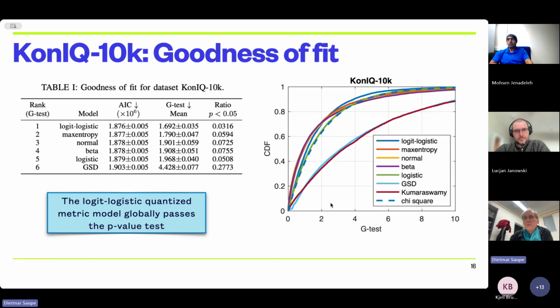Okay, and we can also plot this here. So this is the cumulative distribution of the G-test value for the 10,000 stimuli, and the dashed line here is the line that we would expect for the chi-square distribution. The logistic curve is above this dashed line all over this range, and that leads to the only 3% rejection ratio.